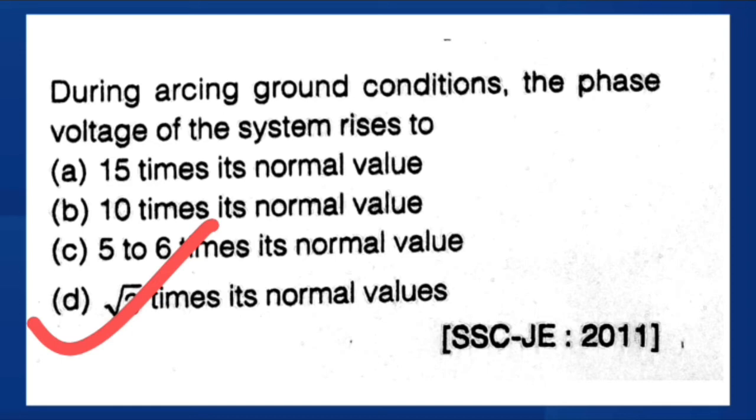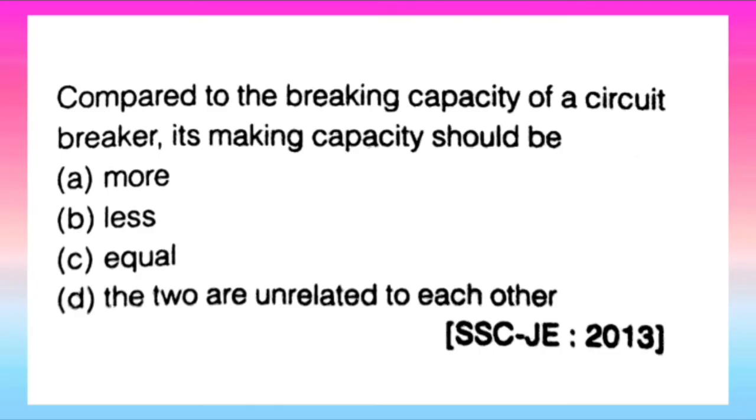So next question is, compared to the breaking capacity of a circuit breaker, its making capacity should be, and options are more, less, equal. The two are unrelated to each other. So the correct answer is option A, more. Making capacity is more than the breaking capacity of a circuit breaker.